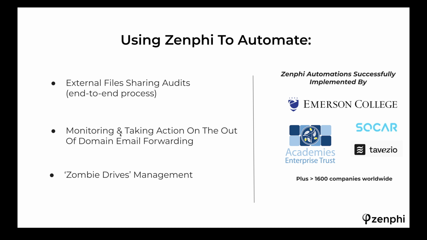I want to show you how you can monitor and take action on out of the domain email forwarding rules. This is really interesting because it's just an example, but basically I'm going to show you how you can monitor any activities that happen in your Google Workspace and take action.